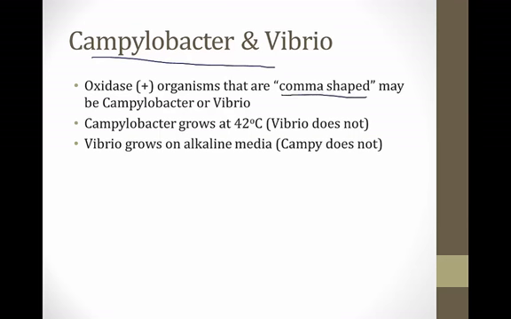And the way you can tell them apart is by where they grow. So Campylobacter will grow at 42 degrees Celsius, but Vibrio will not. And Vibrio will grow on an alkaline media, but Campylobacter will not.